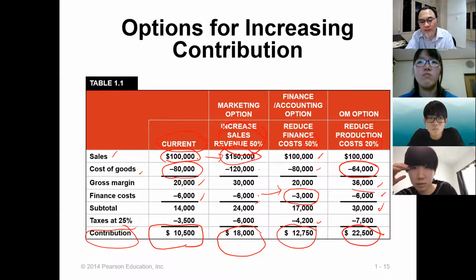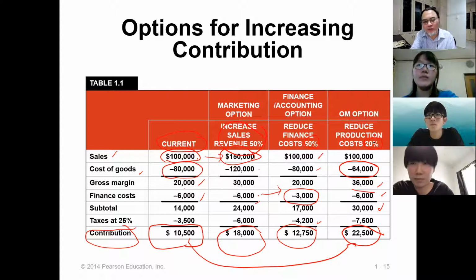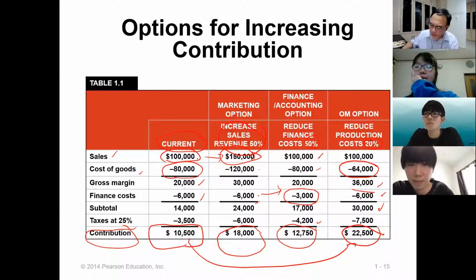So you see that by using the third option, we are able to increase contribution from 10,500 to 22,500. So that is proof that, of course, if I use 10%, it is not going to be effective. So I need to really find ways of reducing production costs, and that is normally going to be the highest contribution.